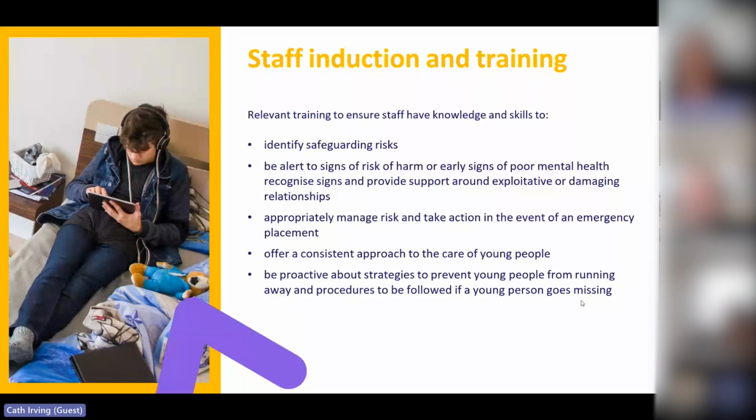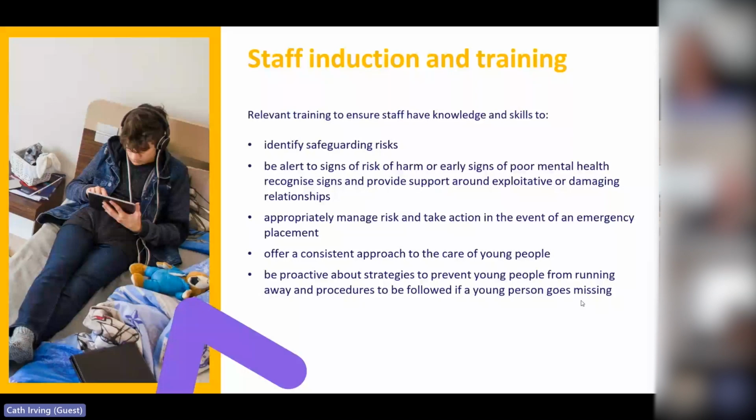Under the protection standard, the guidance sets out the different skills and knowledge that staff should have in order to be able to protect and support young people. And the guidance says that staff should be skilled to recognise the signs and provide support to young people in danger of or involved in exploitative or damaging relationships with others, and where appropriate, be able to provide guidance and advice to young people in order to support themselves to keep themselves safe.